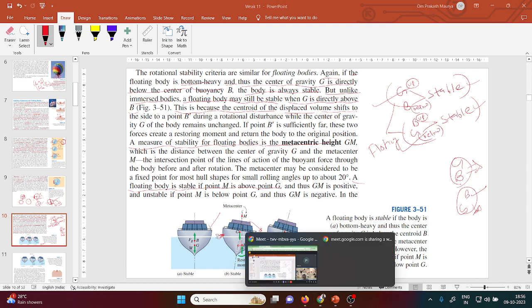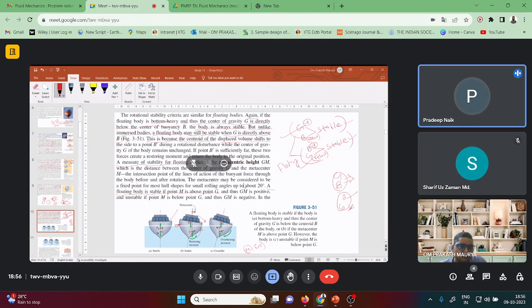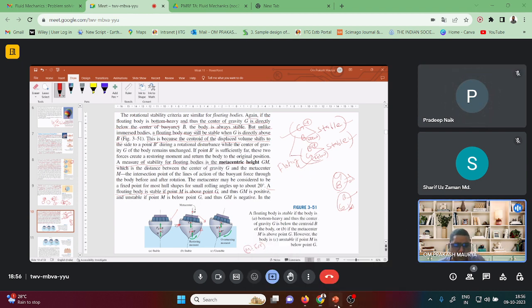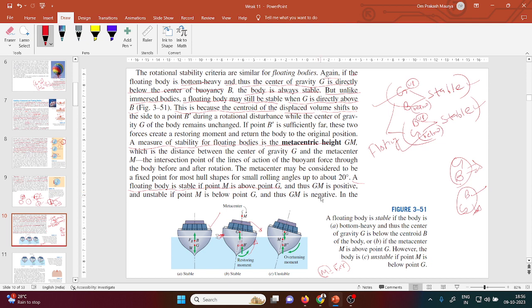Visible, sir? Okay, so why? Because your metacenter height is this at that point in case of B. So the rotation, whatever the moment will be generated, your G force is this and B force is this. So the rotation will be in this direction. This point you have to understand.